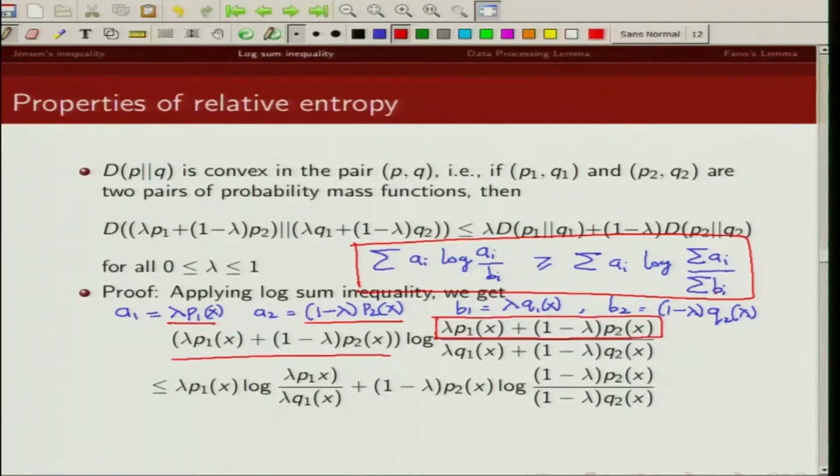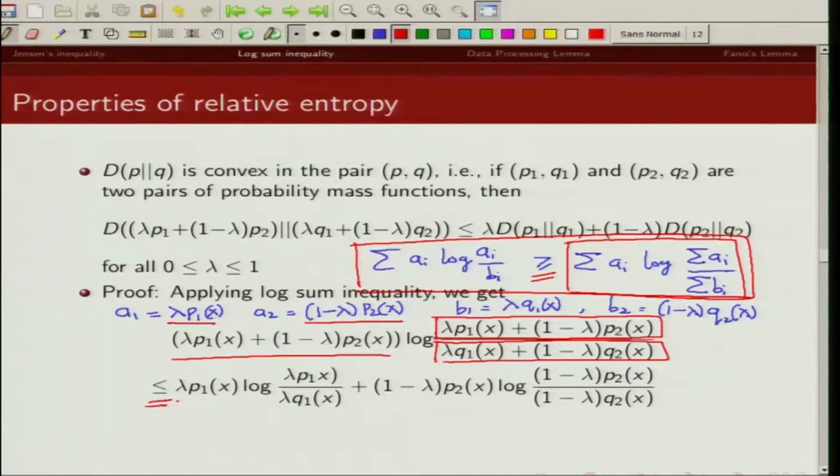And what is summation bi? B1 is lambda q1x and B2 is 1 minus lambda q2x. So, this is my summation bi. Now, according to the log sum inequality, this summation is less than or equal to summation of ai log ai by bi. So, this summation is less than a1 log a1 by b1 plus a2 log a2 by b2.